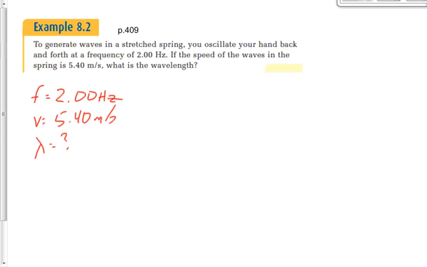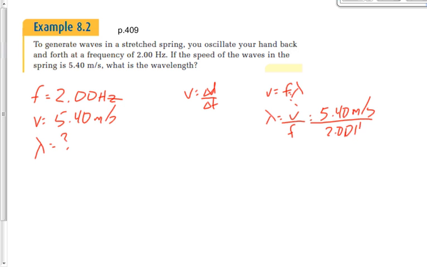We've got 2 equations that we're allowed to use for speed of wave. V equals d over t, and we've got V is equal to F times lambda. Probably going to use this one here, right? Rearrange it, though, to solve for lambda. It becomes V over F. 5.4 meters per second, divided by 2.00 hertz. Do the math. 2.70 meters.